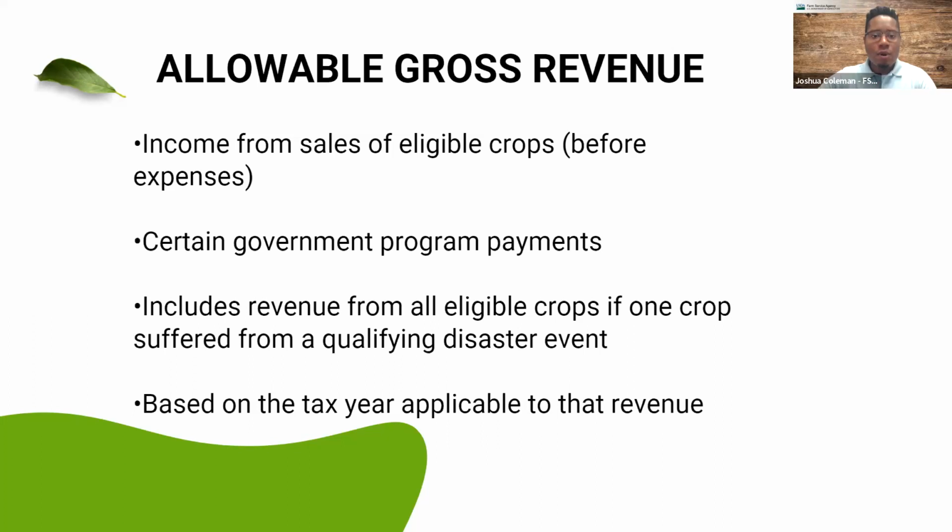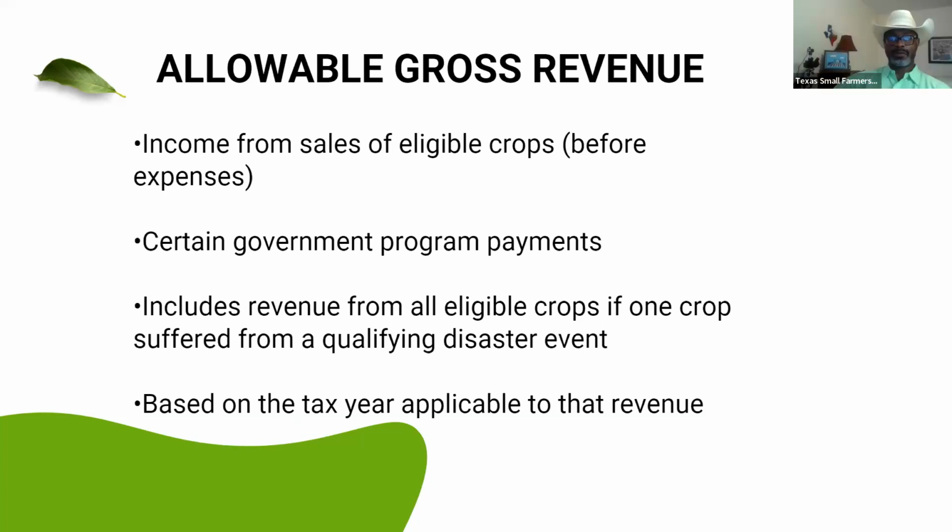Right. With this program, it's looking at all the crops that are involved in the operation itself. Let's say a producer does corn and cotton. If there was a loss to the corn but not to the cotton, we still want to record that information on the application. All the information that would fall under the definition of allowable revenue would be included on that application as part of that revenue.